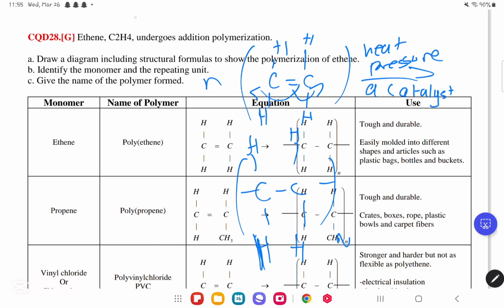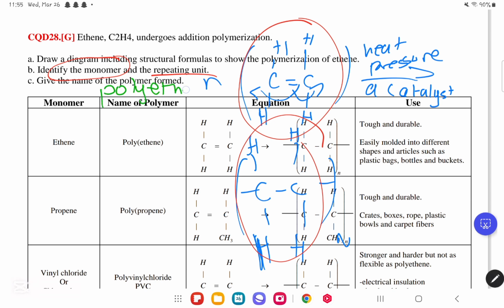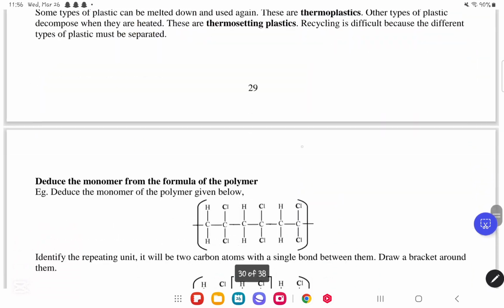Now, if they asked us, what is the monomer? Identify the monomer. First of all, the monomer is this over here, and the repeating unit is this one over here. Okay, now they told us to name the polymer formed, it is polyethene. There are other names for it, you can check them in the answer key. So that's CQD number 28.